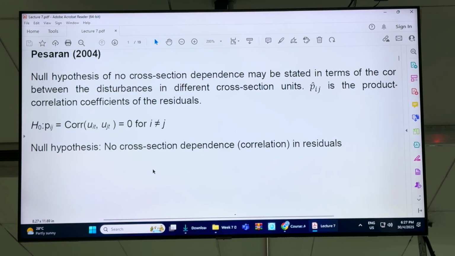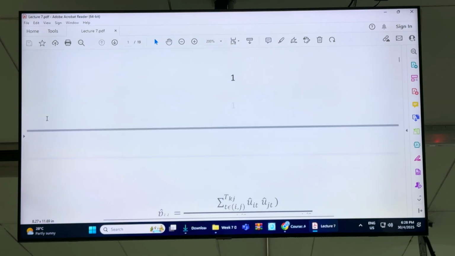Before we proceed with the diagnostic tests, let's understand the hypothesis. Actually, the hypothesis is testing whether there is a correlation among the residuals. As H0 equals 0, we assume no cross-sectional dependence in the residuals. So we are testing this hypothesis: there is no cross-sectional dependence in the residuals. This is our H0. We can also rewrite it as the correlation of the residuals equals 0, for i not equal to j. This is our hypothesis.